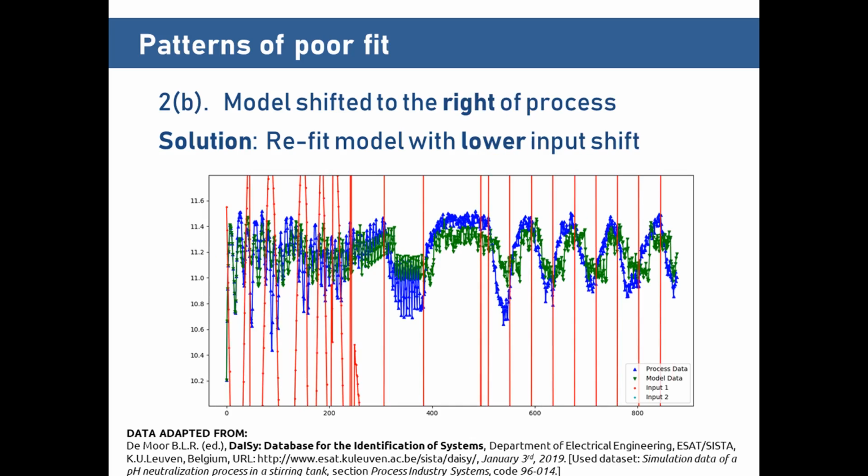If the model sits to the right of the process, as it does in some of the sections in this plot, it means that we've overestimated the amount of delay in the system. And so the solution here is to refit the model in Conjecture using a lower input shift value.